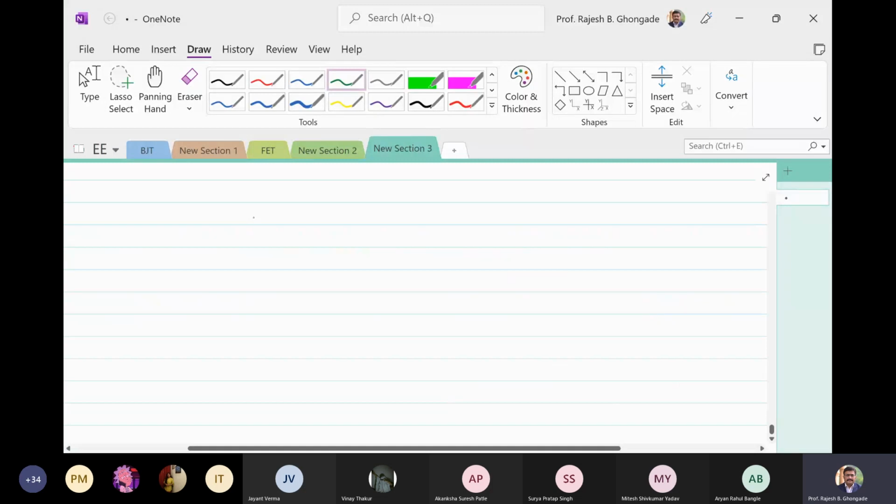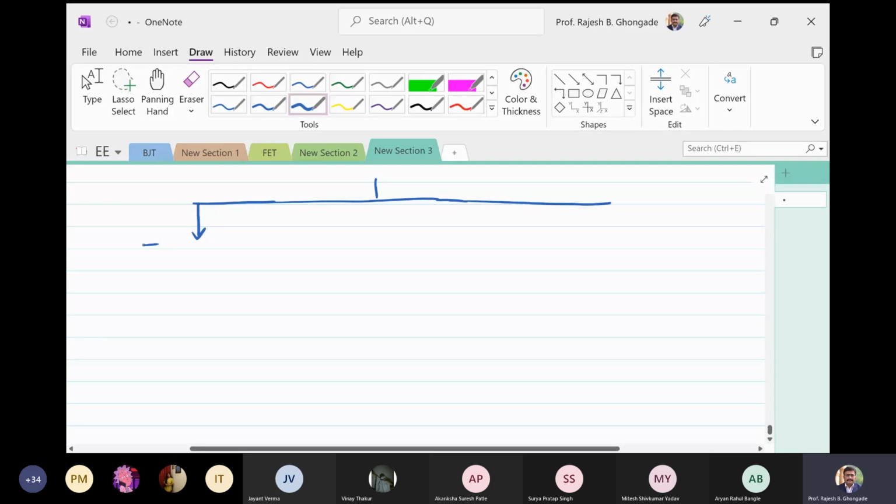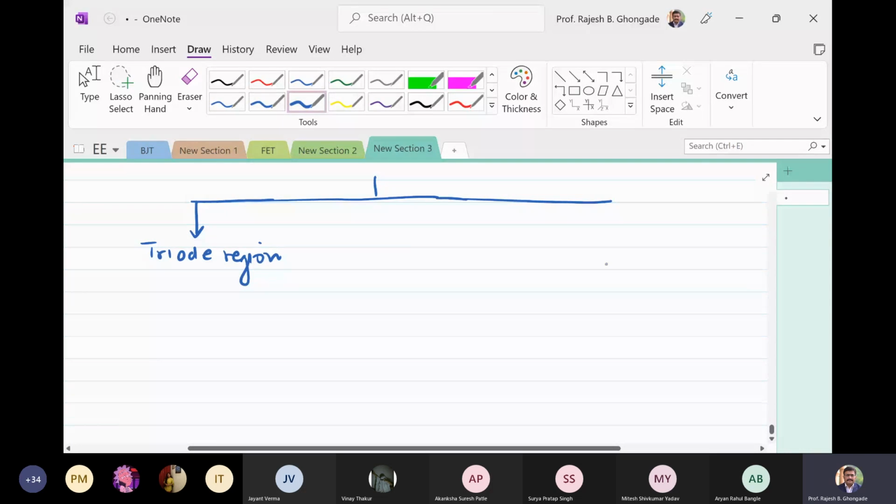Putting it in a slightly better way, so you have the triode region and you have the saturation region.